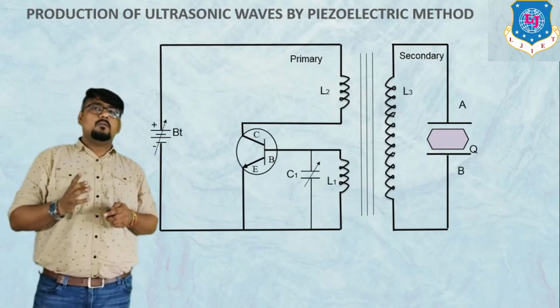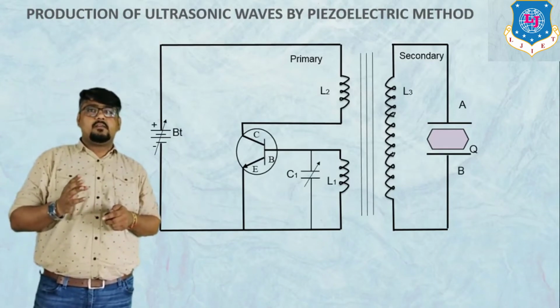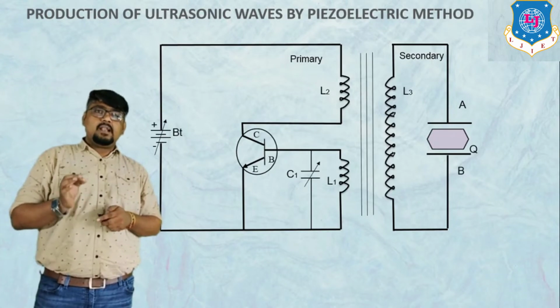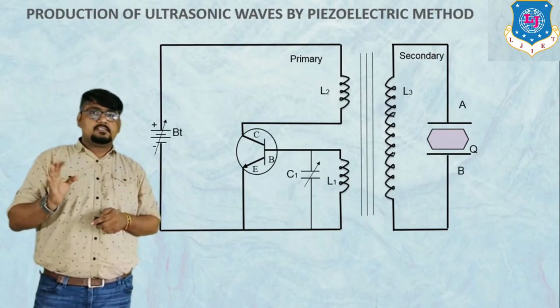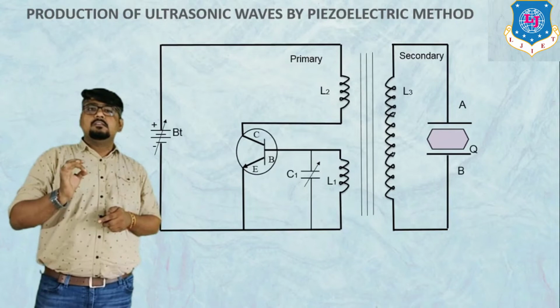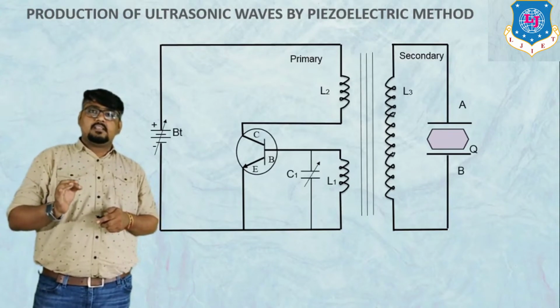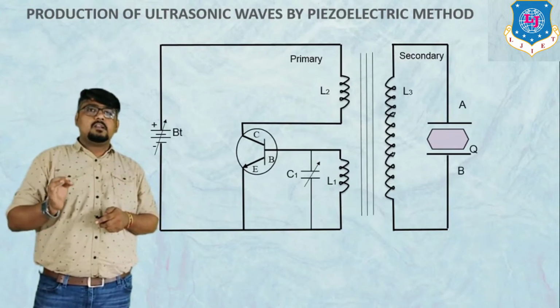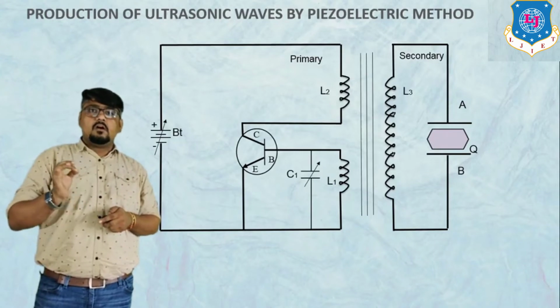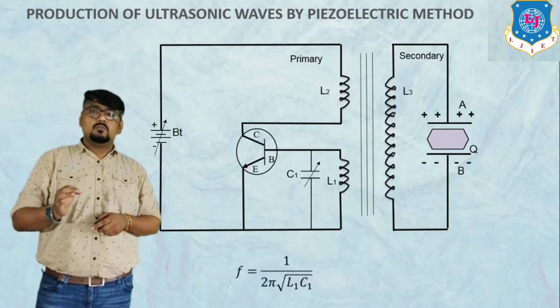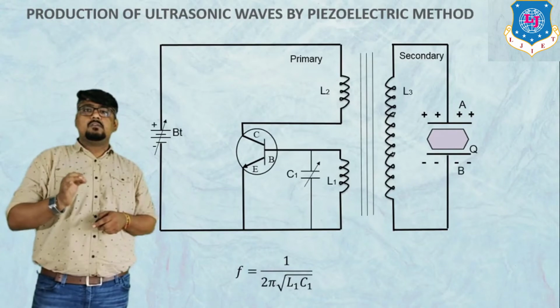Now let us move on to the working of the piezoelectric oscillator. When the battery is switched on, the oscillator tank circuit will produce an alternating voltage of frequency f equals 1 upon 2 pi under root L1 C1.